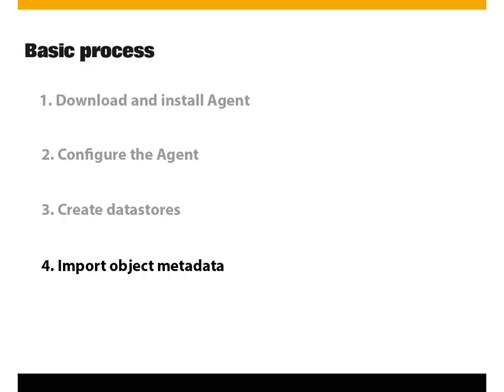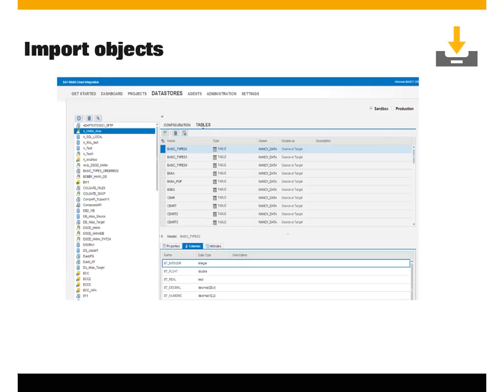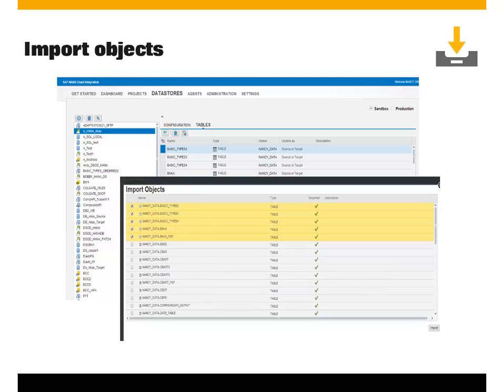Finally, after creating data stores, import object metadata into your data stores. When you import an object into the data store, metadata such as the database table and column names are added to the data store configuration. This information can later be used to map sources and targets in a task. Note that only the object's metadata is imported, not any actual data contained in the object.